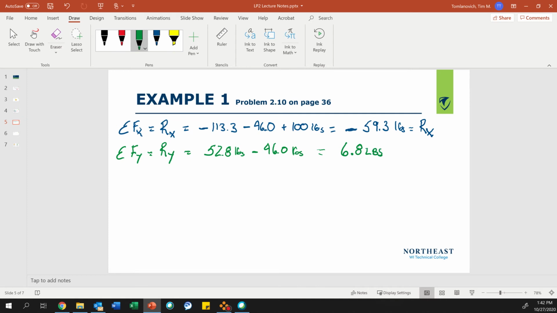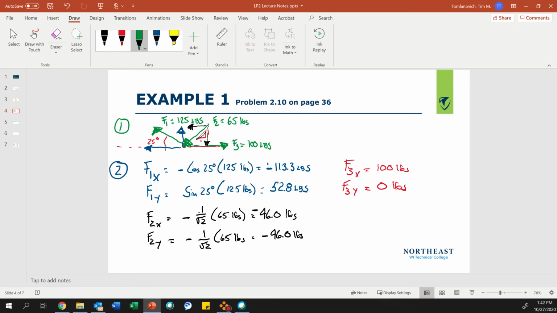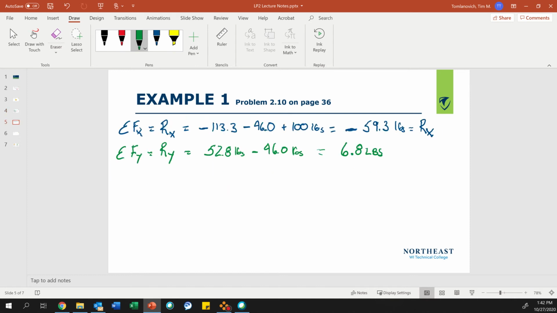So step 1, free body diagram. Step 2, convert to x and y. And the basic steps are in the previous slide. Step 3, I sum them up. So I'll make this step 3. Step 4, I'm going to redraw my free body diagram.